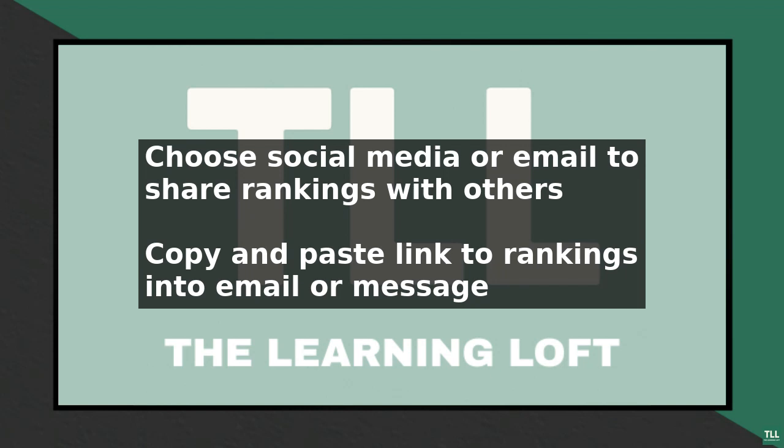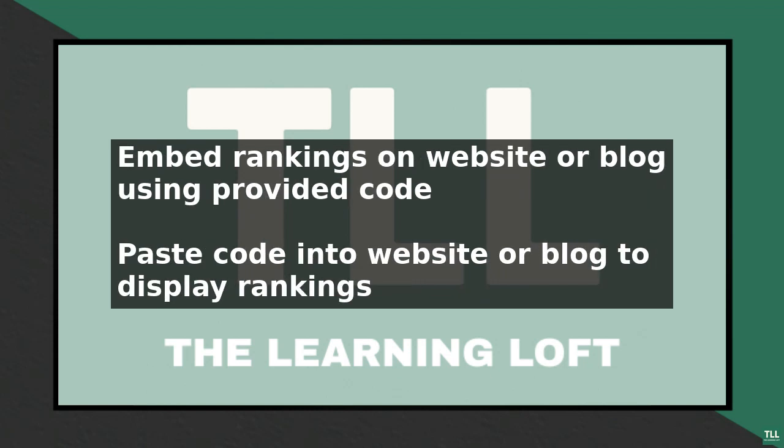When sharing the rankings, it is a good idea to provide some context and explanation. This can include information about the criteria used to determine the rankings, as well as any notable trends or findings. You can also compare the rankings to other neighborhoods or cities to provide a more comprehensive view.